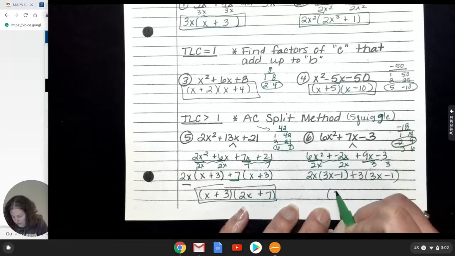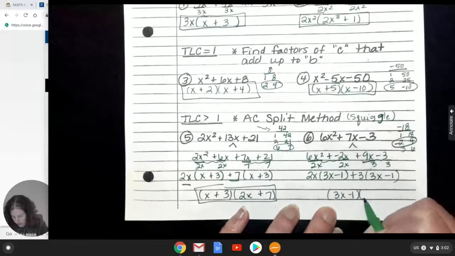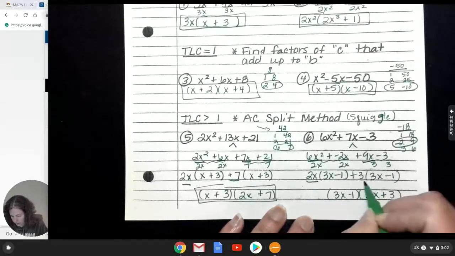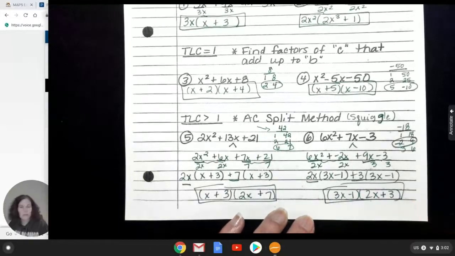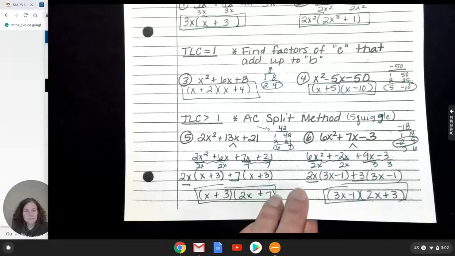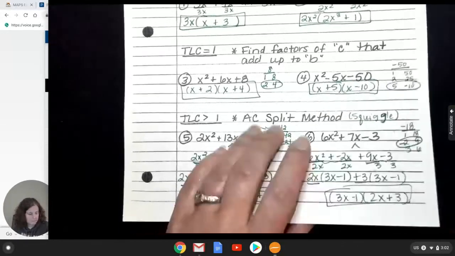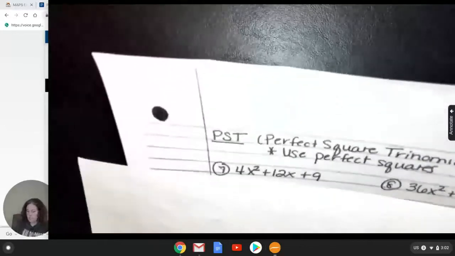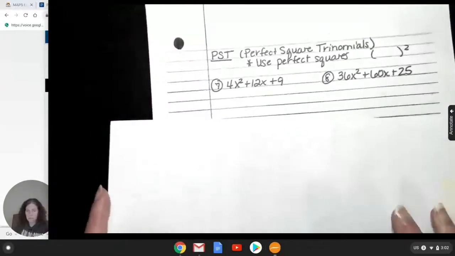Then we've got what's inside parentheses, and what's outside is 2x plus 3. 2x plus 3. And there's our solution. Okay, all right, so we got two more. Try not to make it weird there.